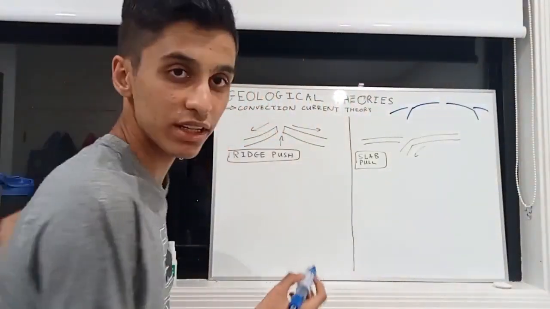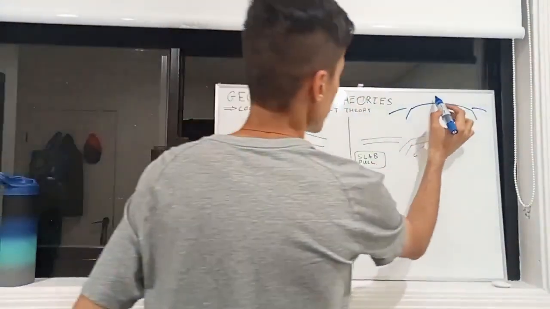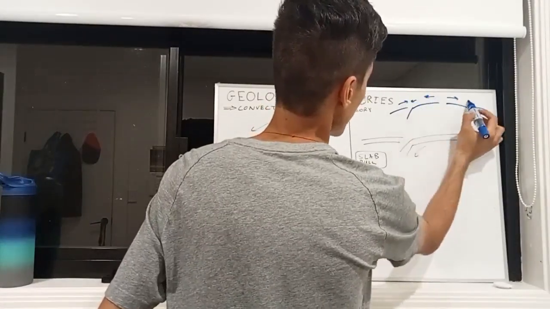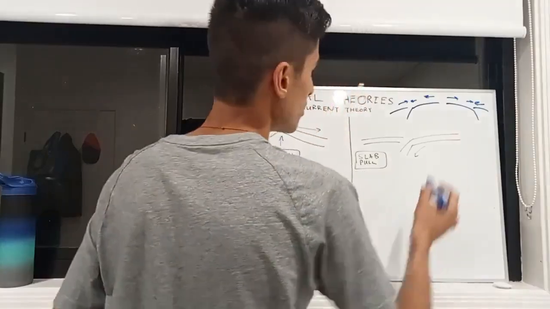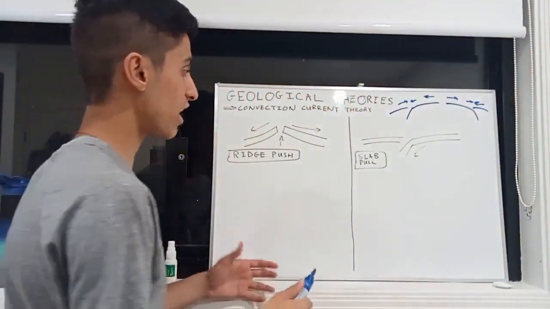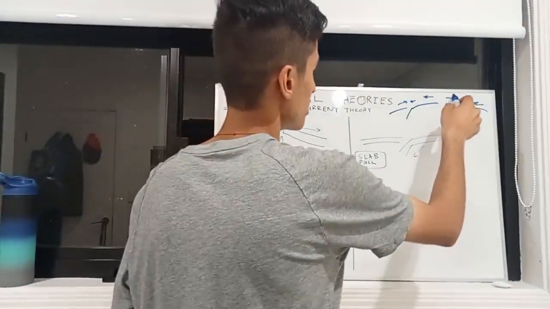So we already know that these two plates are going to be diverging, as we said, and these two interact in a converging manner. So for ridge push, we're firstly looking at how these plates diverge. So this part over here.